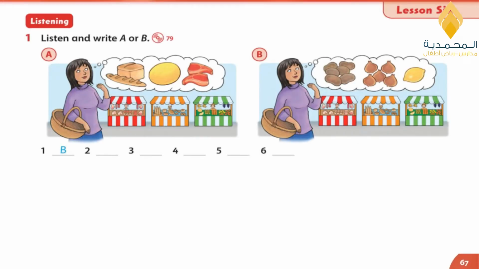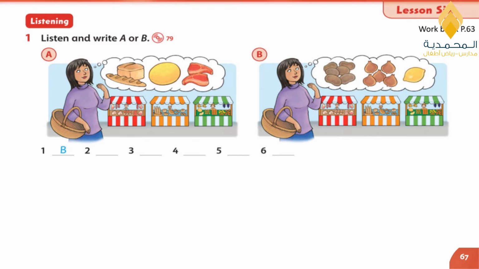True. Here we are at classbook page 67 and workbook page 63. We have listening. I want you to listen and write A or B. Listening 79. Listen and write A or B.